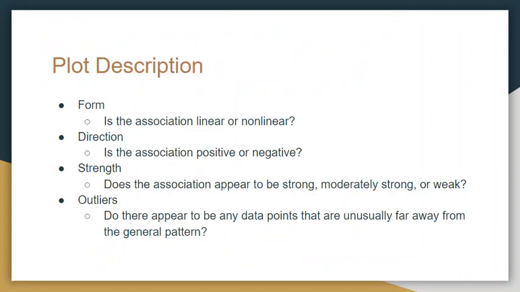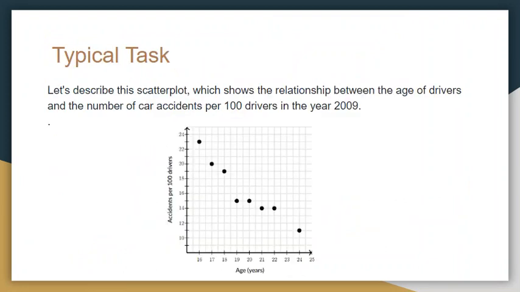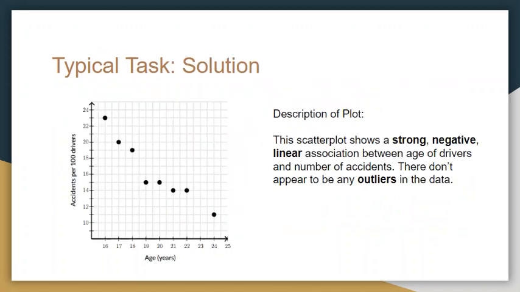An important part of scatter plots is the plot description. You should always use the form, direction, strength, and outliers to describe the data. I go over that here in this slide. Let's practice. Pause the video and describe the scatter plot using the plot description guidelines we just discussed. The solution needs to include the form, direction, strength, and outliers. That is, this scatter plot shows a strong, negative, linear association between age of drivers and number of accidents. There don't appear to be any outliers in the data.